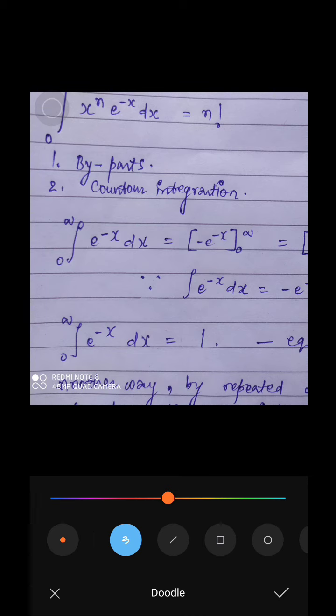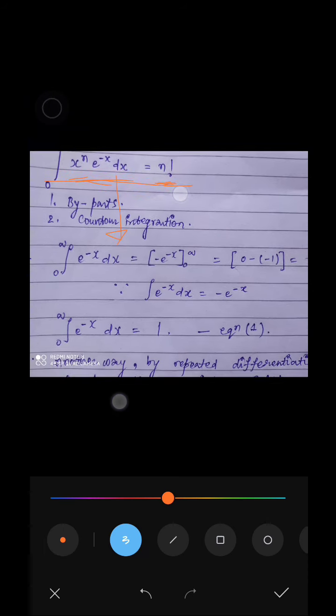Before moving further, let us verify this integral first. Let us put the value of n here as 0, then 0 factorial is equal to 1, and if n is 0 here, then x raised to the power 0 is again 1. So this overall equation could be written like this, as integral of 0 to infinity e raised to the power minus x dx.